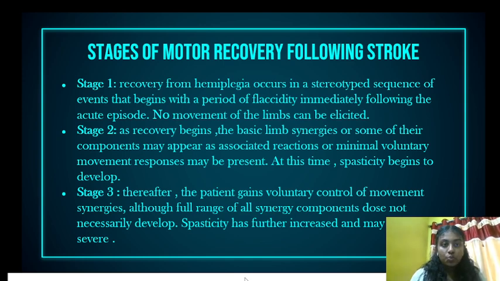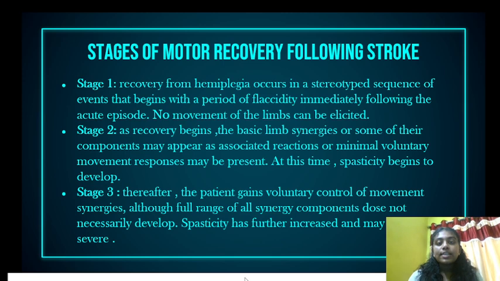So first is stage one. Stage one, also known as the stage of flaccid paralysis. That is, recovery from hemiplegia occurs in a stereotyped sequence of events that begins with a period of flaccidity immediately following the acute episode. No movement of the limbs can be elicited. As I say, this is the stage of flaccid paralysis, and there will be no movements initially in this phase.